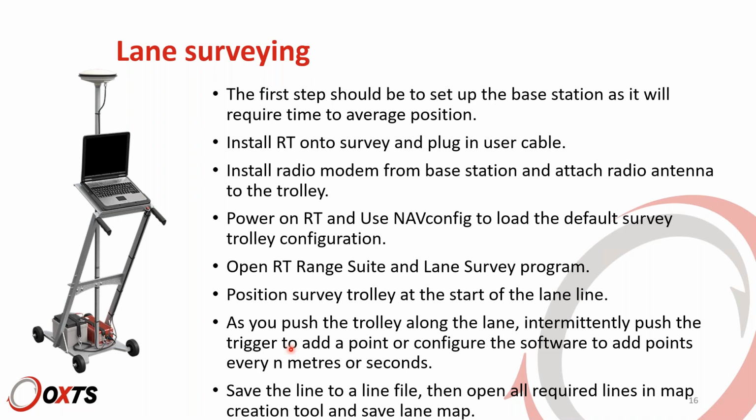Then you've got a couple of options for mapping the points. Notice there's a red button by the handle on the survey trolley itself. Each time you press that, it will add a point, and the line is just defined based on a series of points, and it will just draw a line connecting those points. Alternatively, in the software, you can manually select add point here, or you can just tell it to add points every, say, 1 or 2 meters or every second. Those values can be fully configured in the software.